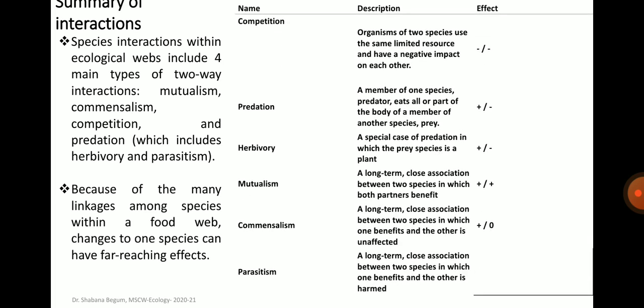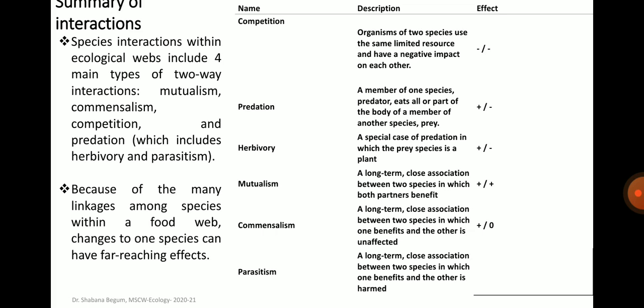Because of the many linkages among species within a food web, changes to one species can have far-reaching effects. The table here depicts the type of interaction, the description, and the effect the association has on the two partners. So, first one being competition, where the organisms of two species use the same limited resource and have a negative impact on each other. The effect being both are equally harmed.